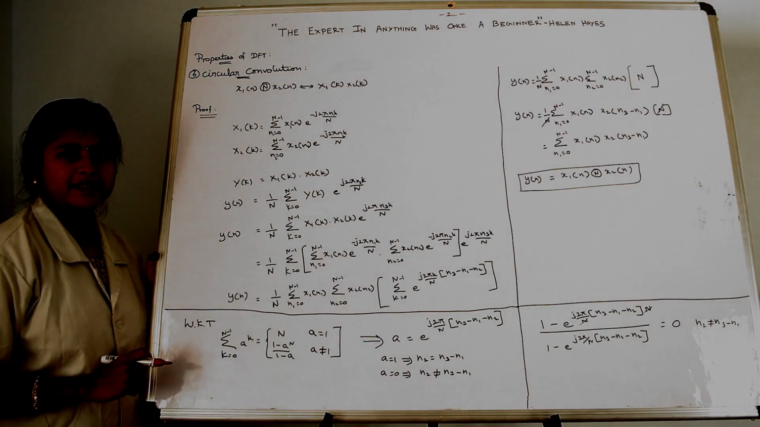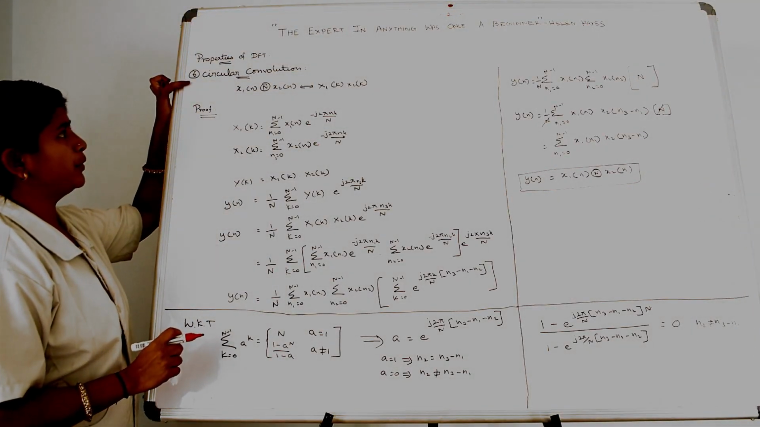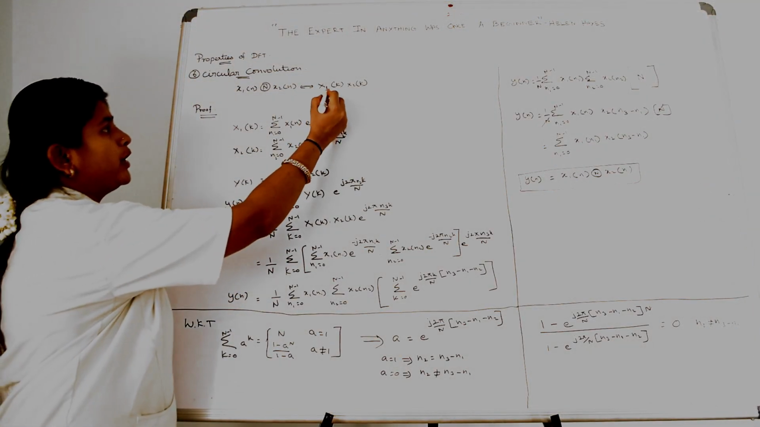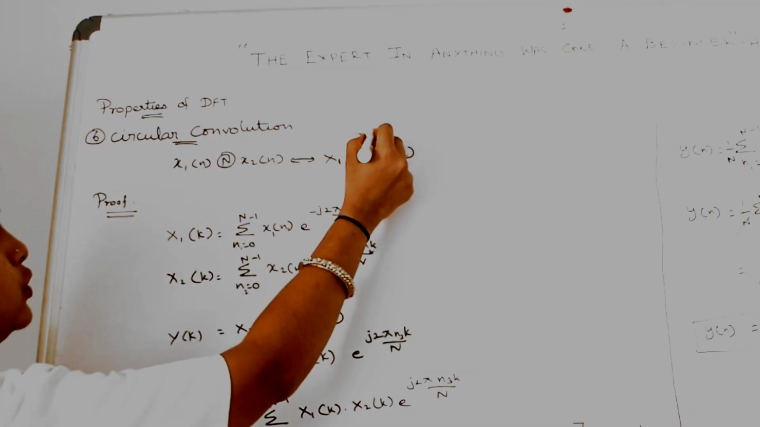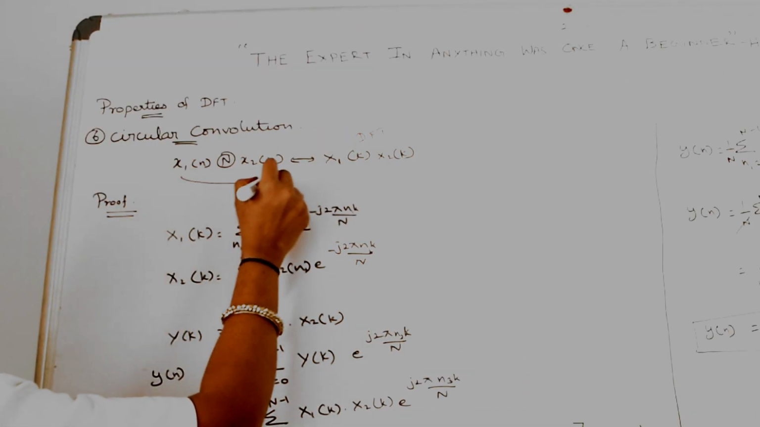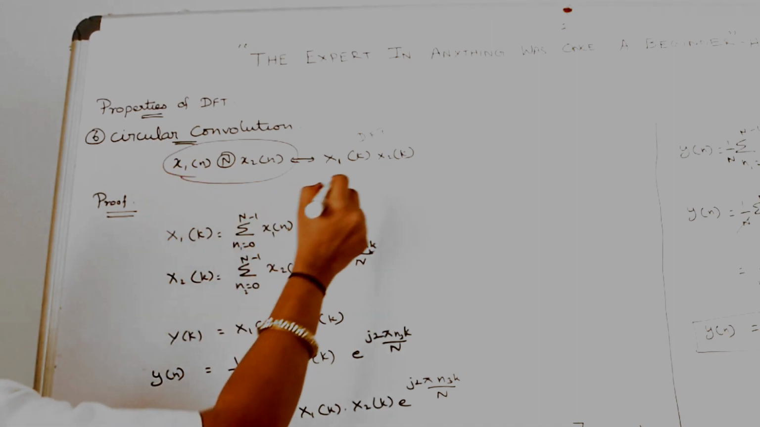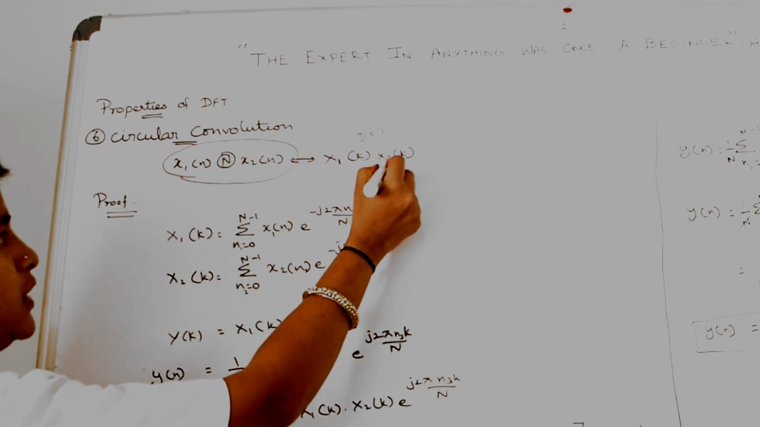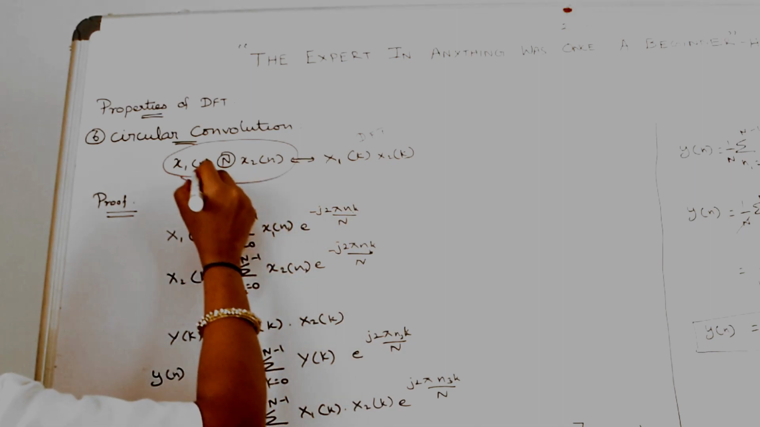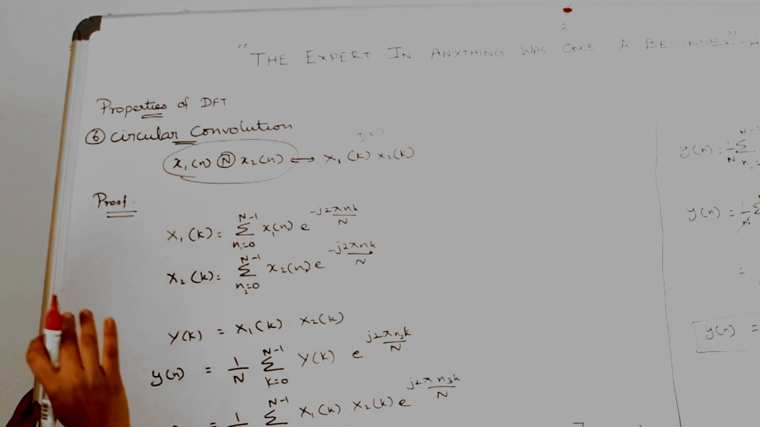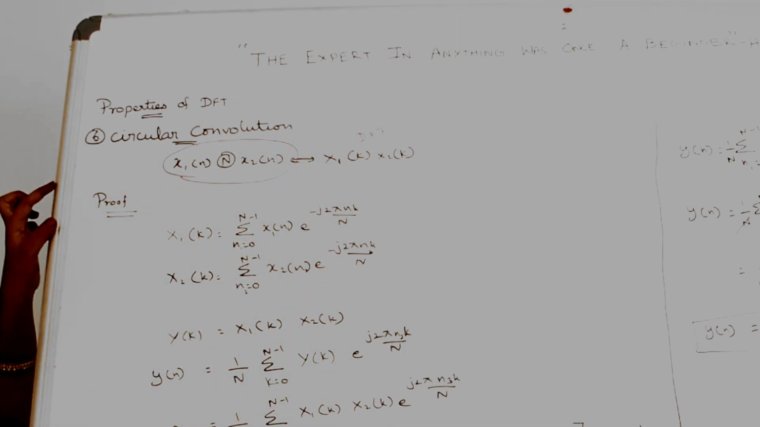The next property is the circular convolution property. It states that the product of DFTs of two sequences will be equal to the DFT of the circular convolution of the two sequences. We will see the proof for this statement.